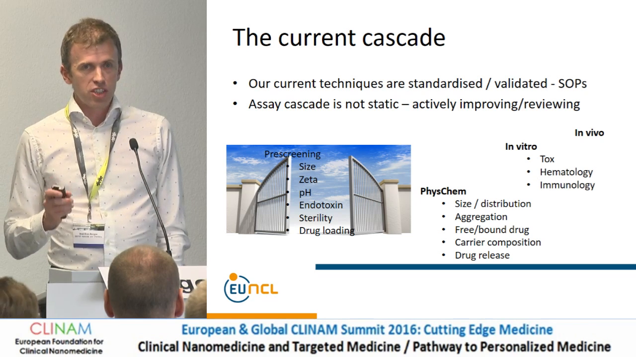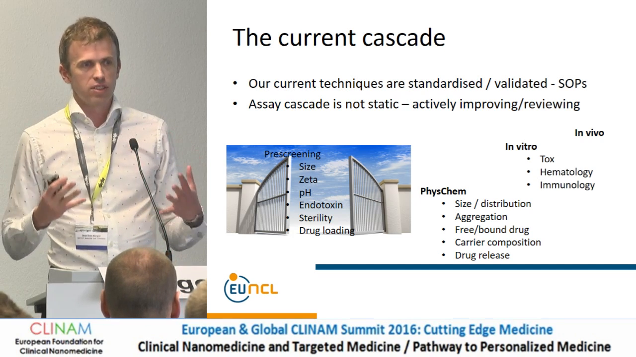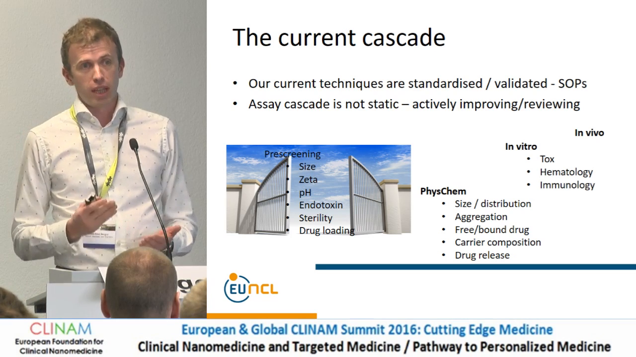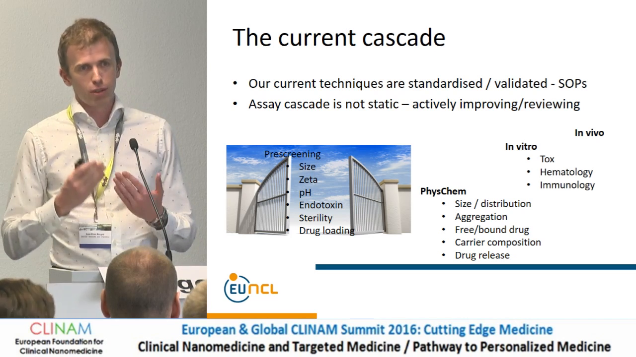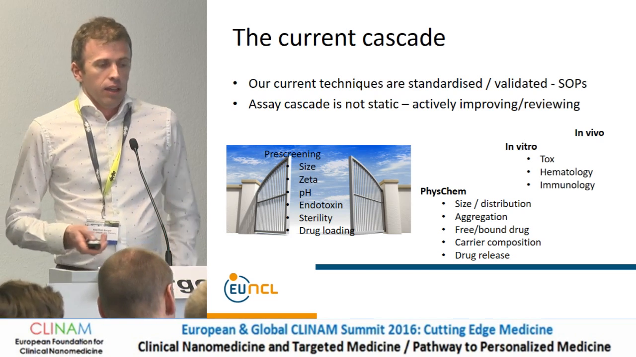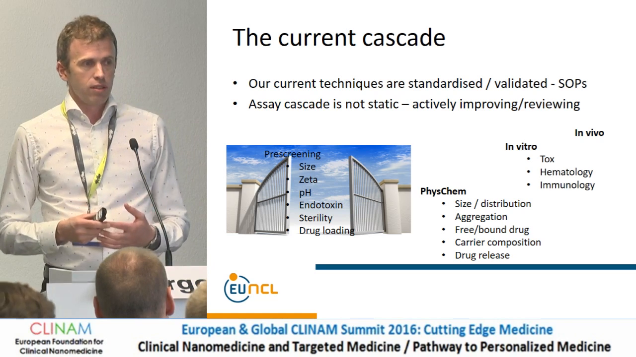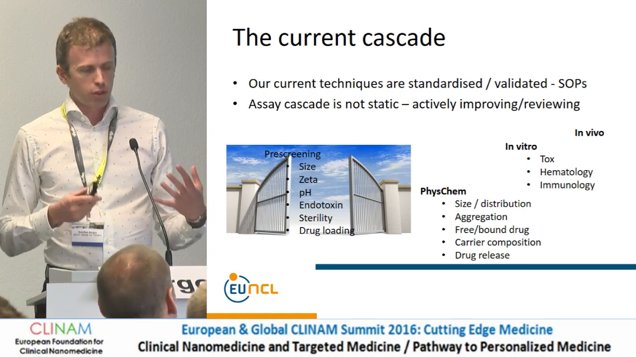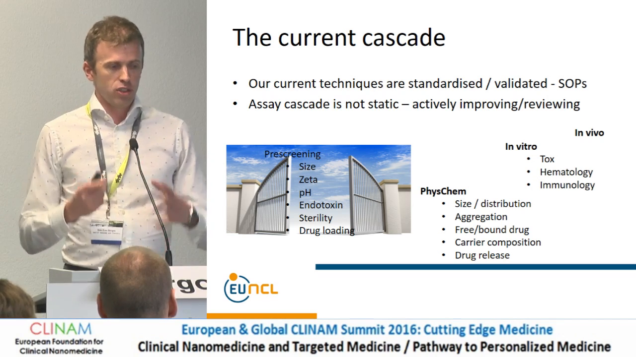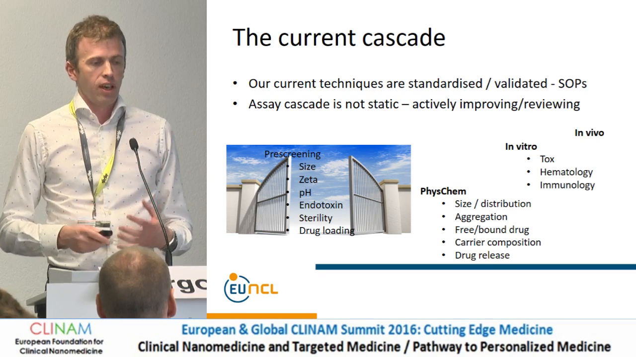The first stage is a pre-screening. That's the gate to get into the characterization cascade, and that, for instance, would be where we pick up endotoxin contamination. You have to be endotoxin free in order to get access to the rest of the cascade. The next thing would be to start the physicochemical characterization. I'm not going to go into detail because Jennifer has already described this, but then come the physicochemical parameters, the in vitro parameters, and finally the in vivo.